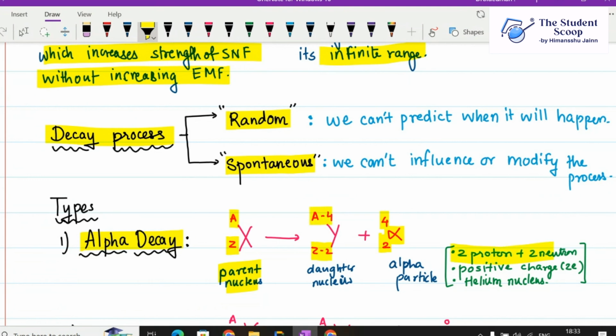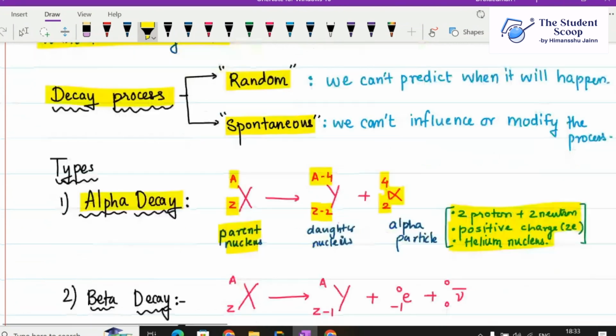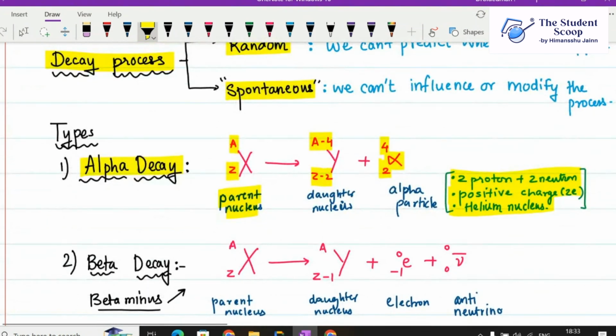So an alpha particle is 2 protons and 2 neutrons. It is a helium nucleus, and it has a charge of positive 2e. It does not have any electrons. It is just a helium nucleus. That is the alpha decay for you.